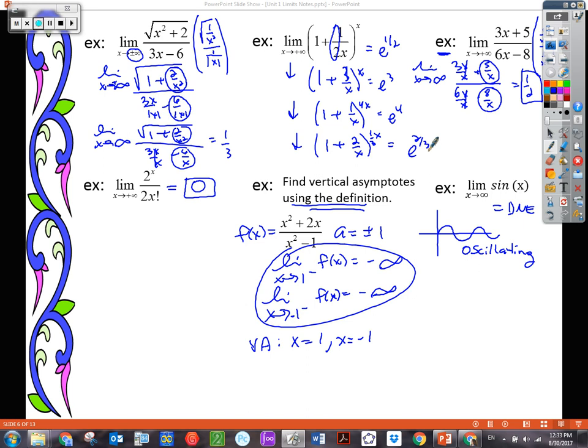Right? So we love the formula, right? When you see this, you're going to be like, yes! I just have to look at it and write the answer down. It's going to be easy. Okay?